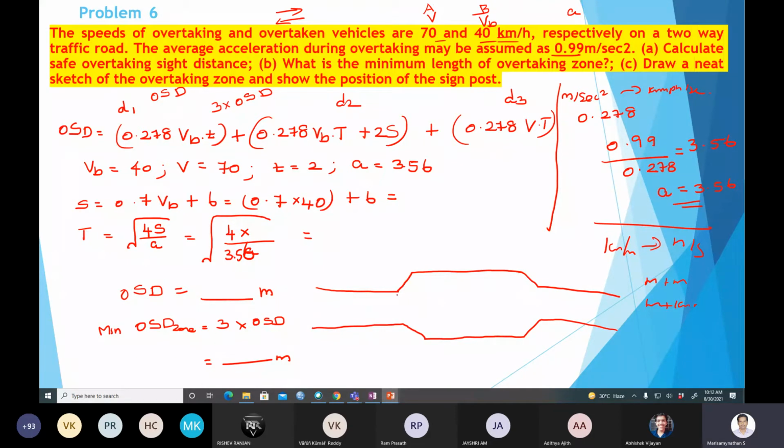Here we are placing overtaking signpost 1, and here we are keeping signpost 2. At the same time, here is the opposite vehicle between signpost 1 and signpost 2. So what will be the distance that we have to give? What is the S value?